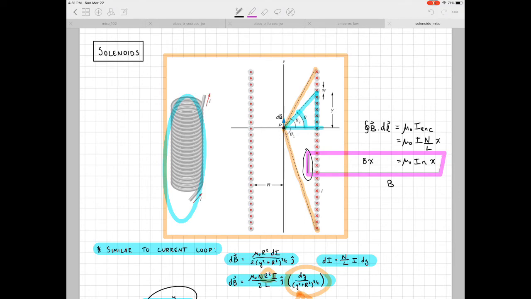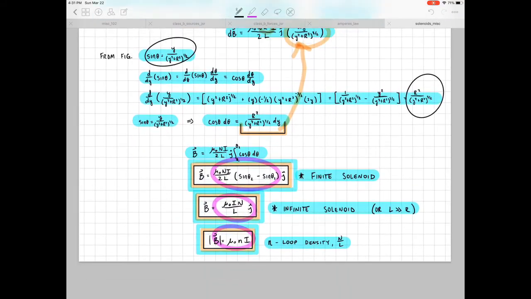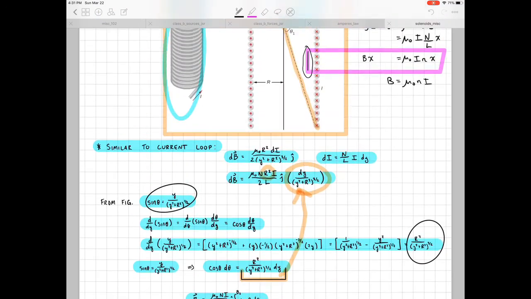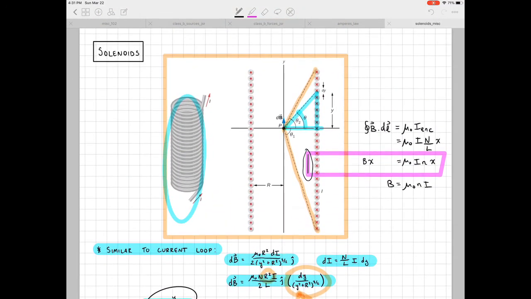And so then you end up with the B field inside the solenoid is mu naught n I, with little n the density, which, if you look down here, is the expression that we came up with earlier on. And so using Ampere's law, you can immediately come up with that expression that we derived using Biot-Savart.